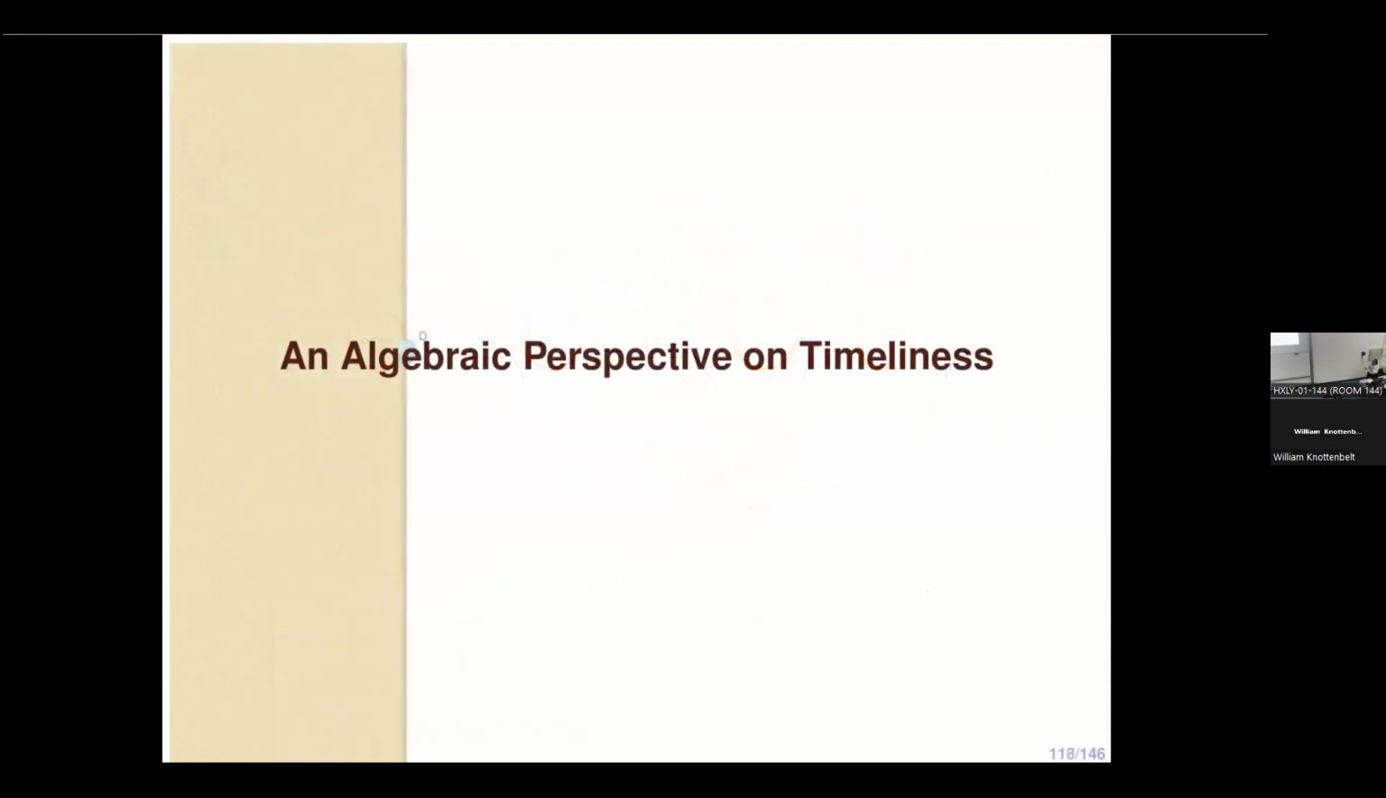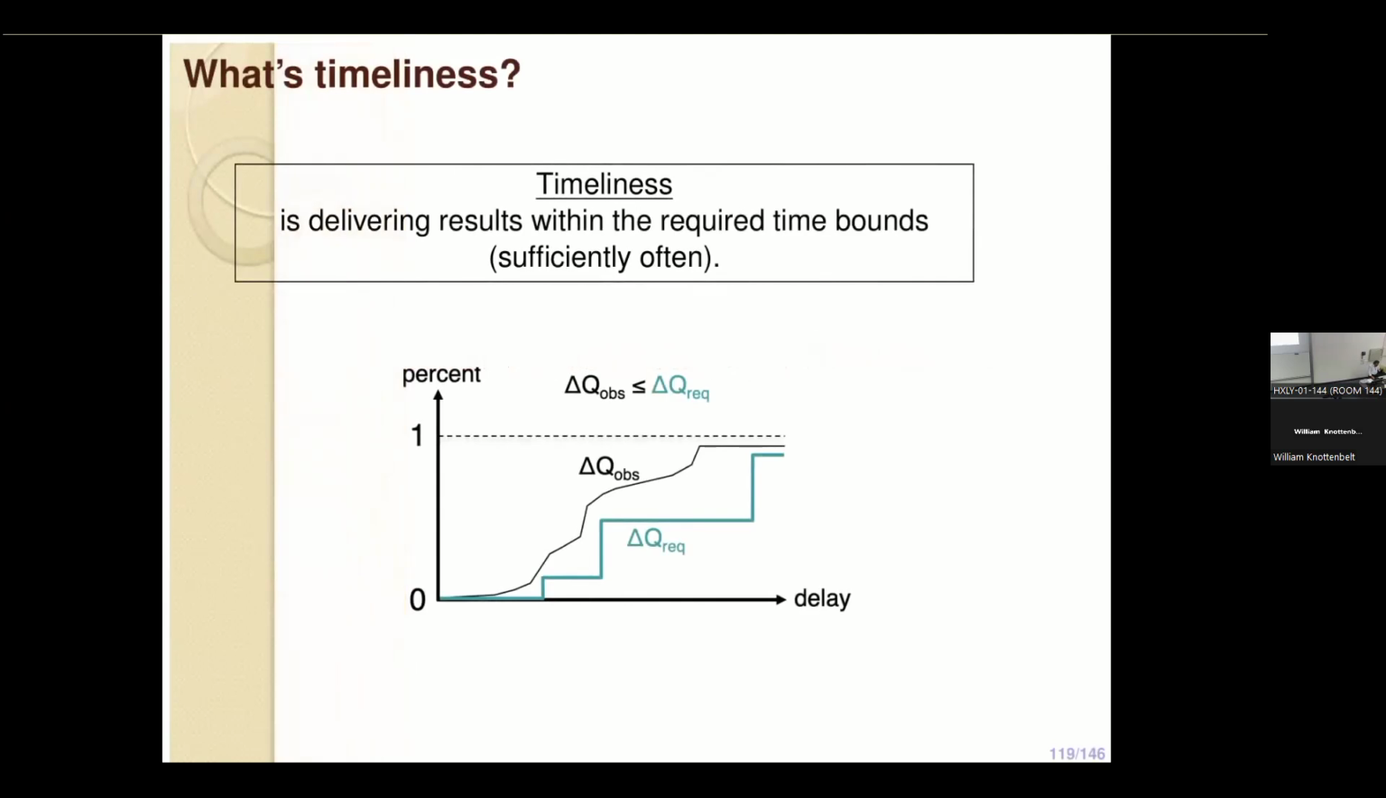And so, once you have a piece of mathematics that describes your outcome, then you can do interesting things with it. In particular, I'm going to talk about timeliness and how that algebra relates to time. Before I do that, I would like to walk you through the definition of what we mean by timeliness. I'm going to read that box for you. Timeliness is delivering results within the required time bounds sufficiently often. I'm not very good at reading that.